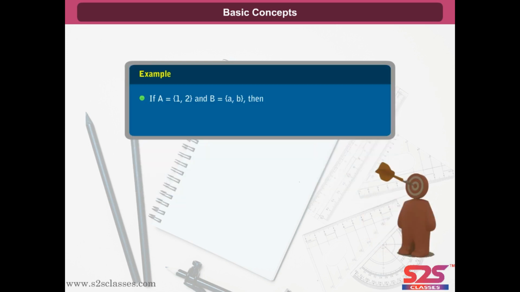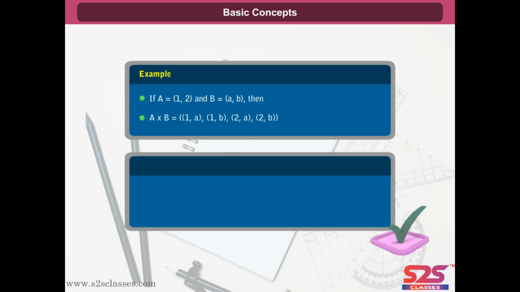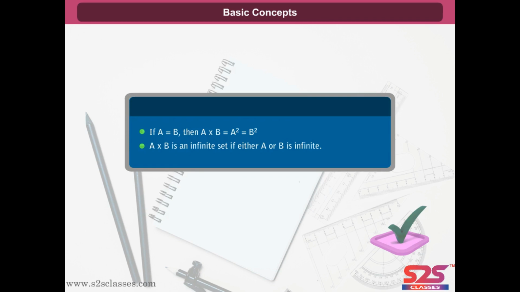See this example. If A and B are two sets with their elements as shown, then their Cartesian product is a set of four ordered pairs as shown. This can be verified. Since set A has two elements and set B also has two elements, their Cartesian product will have 2 multiplied by 2, that is 4 elements. If set A is equal to set B, then their Cartesian product will be either A square or B square. The Cartesian product of A and B is an infinite set if either A or B is infinite.